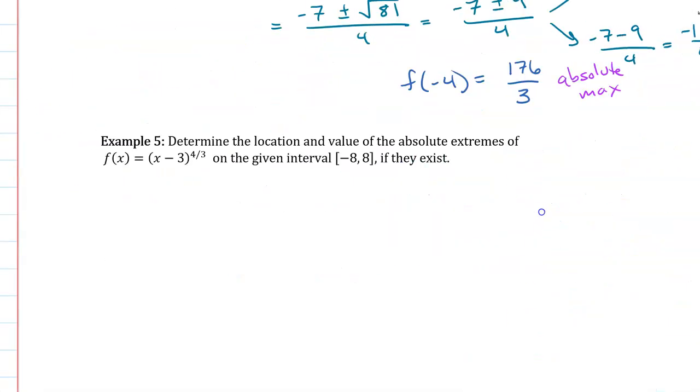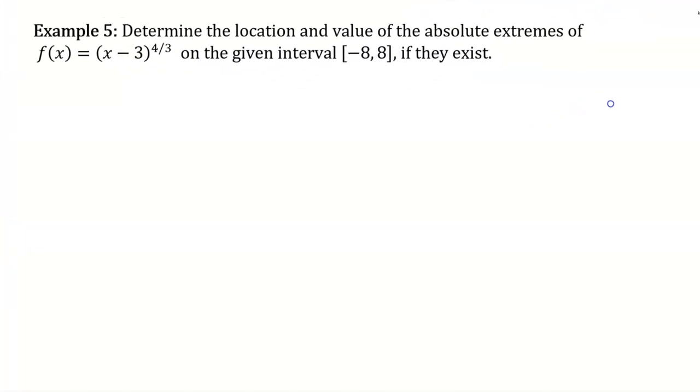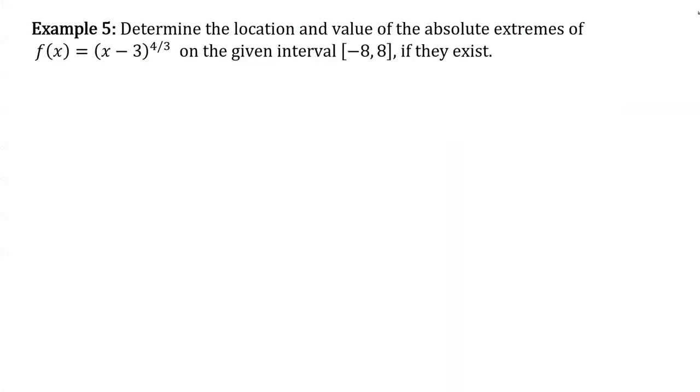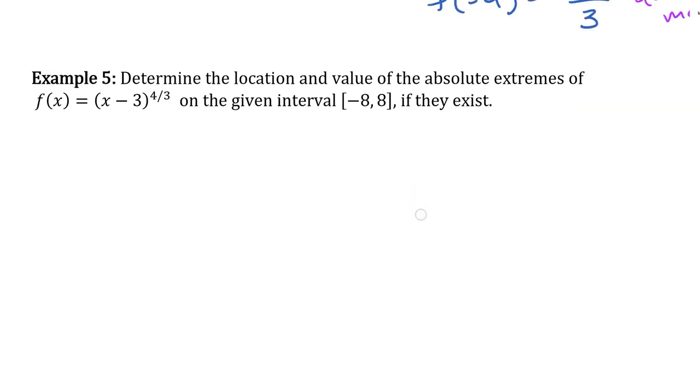Okay, so let's do it again. Determine the location and value of the absolute extremes. So same directions on this given interval. So once again, find the derivative. So f prime, this would be the chain rule. So the power rule, 4/3 u to the 1/3 times u prime, where u is x minus 3.